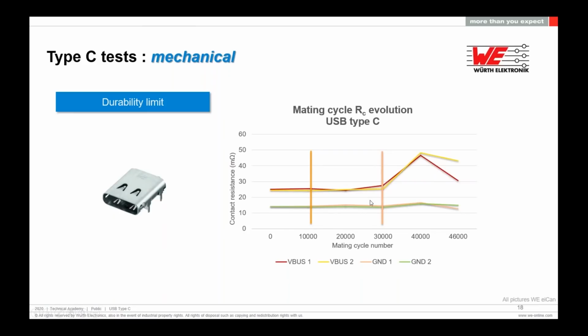But with our industry grade connectors and receptacles, of course, we can handle 30,000 mating cycles, which is more than enough for most applications. Then we get a slight increase in the RDC, which results, of course, in greater heating of the connector with the full current. But 30,000 is absolutely no problem for the connector.